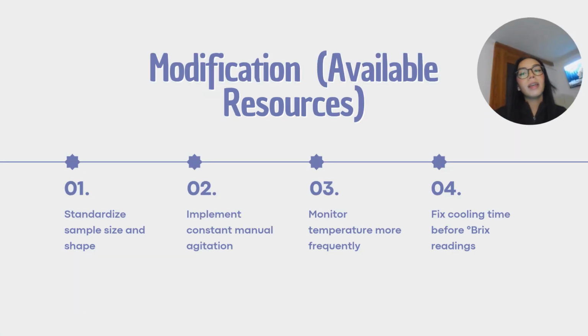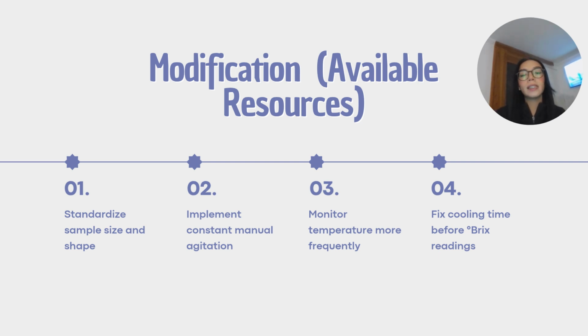The first modification I propose can be implemented using the current laboratory resources. To address the agitation problem, I would implement a standardized manual mixing protocol. This means ensuring that all samples are stirred at the same frequency and intensity throughout the experiment. This will reduce variability and improve mass transfer between the fluid and the solution.